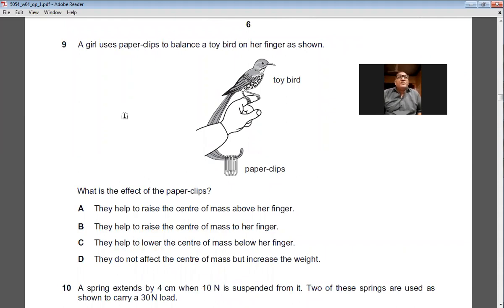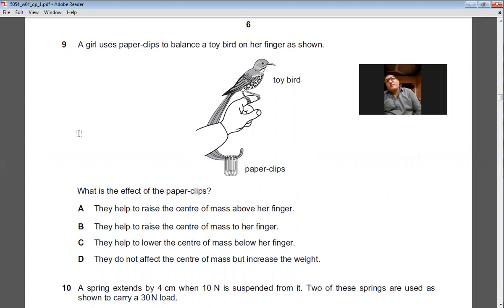A girl uses paper clips to balance a toy bird on her finger as shown. So here we have a toy bird. Here is the point of support or pivot. And here on the tail, which is below the point of support, they have put some paper clips. What is the effect of the paper clips? We put paper clips on the tail to bring the center of mass below the point of support. If the center of mass is below the point of support, then the object is in stable equilibrium.